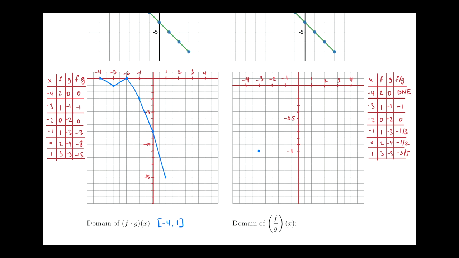I have -3, -1, -2, 0, 1, -1/3. So if 1/3 is about 0.3, I'll say it's about there. 0.33 is a little bit over 0.3. And 0, -1/2 would be here. 1, -3/5. 3/5 is 0.6. Yeah, so 0.6 is right there. So this function would look like so. Connecting all the line segments.